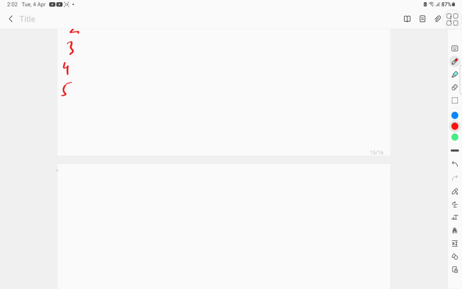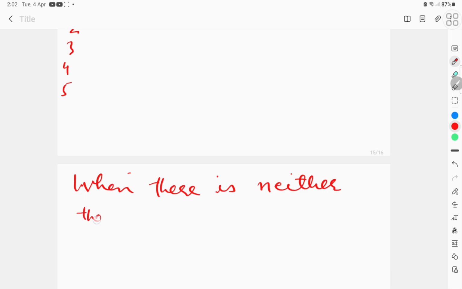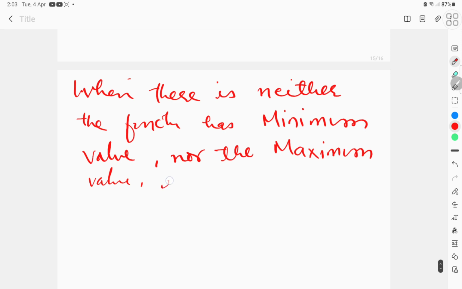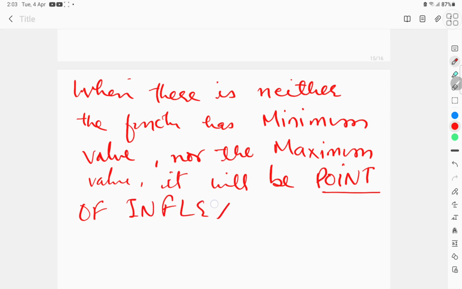Yes, one point is to be remembered: when the function has neither a minimum value nor a maximum value, it will be what? It will be a point of inflection.